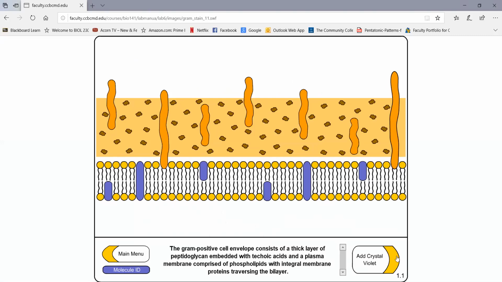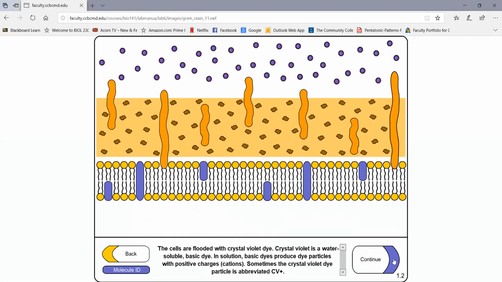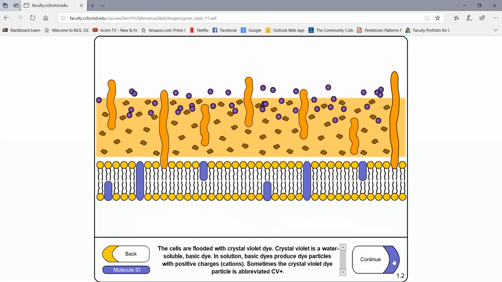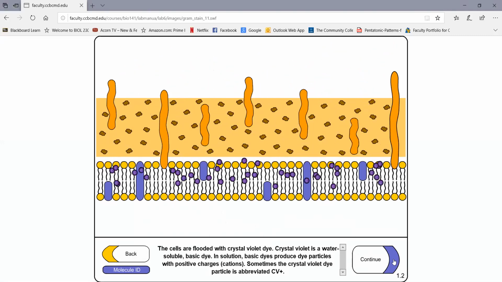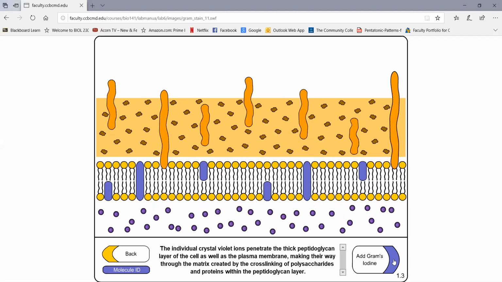So when we add the crystal violet, it enters the bacterium, and the bacteria becomes stained purple. Remember, this is a basic dye, so the positive ion containing the colored crystal violet combines with the negative charge in the bacterium. So that's simply a direct stain, and the gram-positive look purple after this.